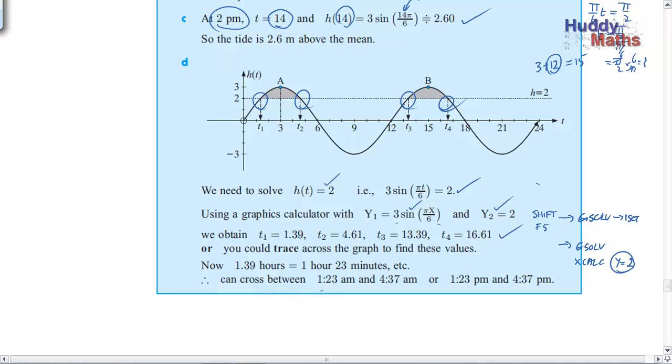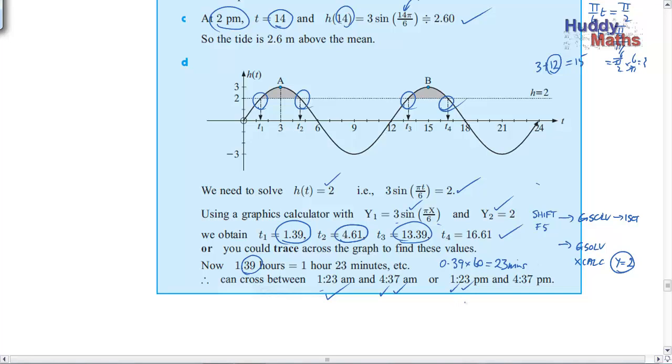Now, we have to do something in the context of this question. T is 1.39 hours after midnight. Okay, so first of all, 0.39 of an hour is 0.39 times 60 minutes, which is 23 minutes. So it's an hour and 23 minutes after midnight, so it's 1:23 a.m. 4.61 hours after midnight is 4 hours and 0.61 is 37 minutes, so it's 4:37 a.m. 13.39 is again 1 p.m. in the afternoon and 0.39, 23 minutes.